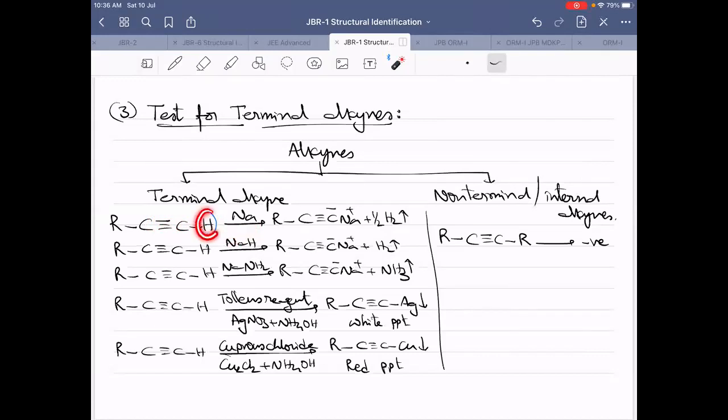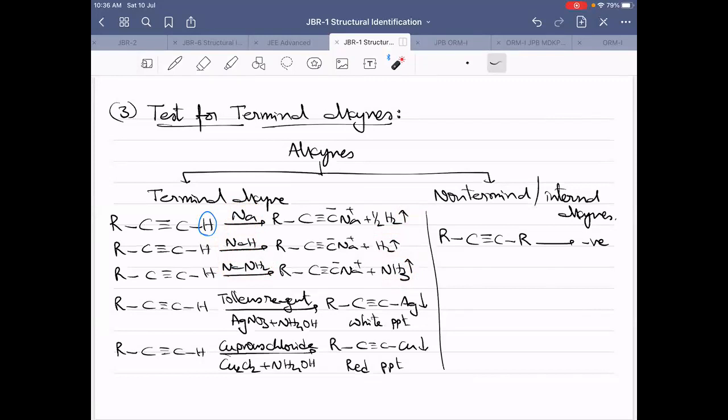So because of that acidic character, if it is treated with sodium metal, there can be release of hydrogen gas. If it is treated with sodium hydride, then also there will be release of hydrogen gas. And if it is treated with sodium amide, there will be release of ammonia gas. These examples we have already discussed in the first reaction. That is a test for acidic hydrogen.